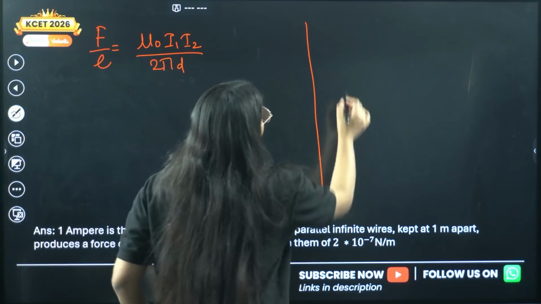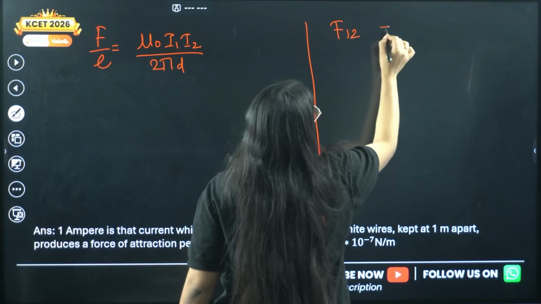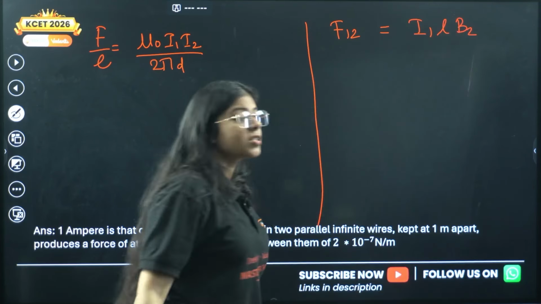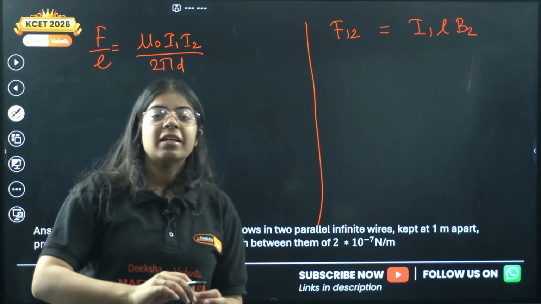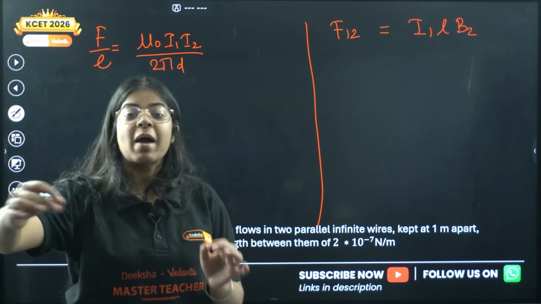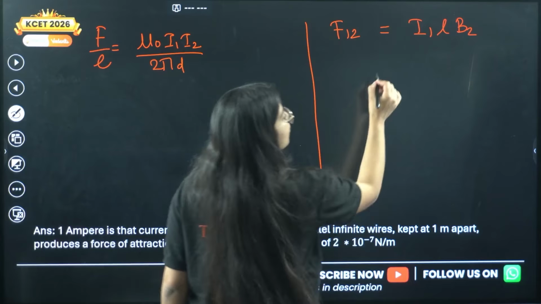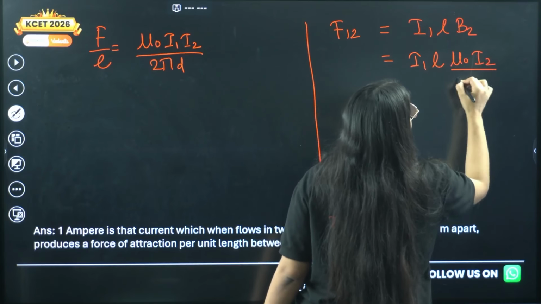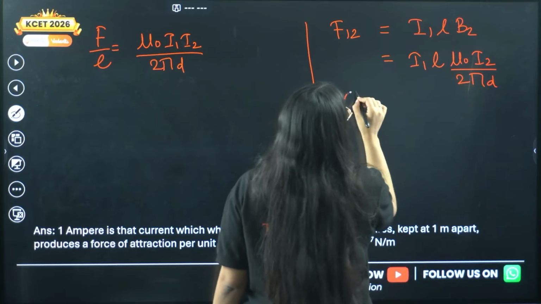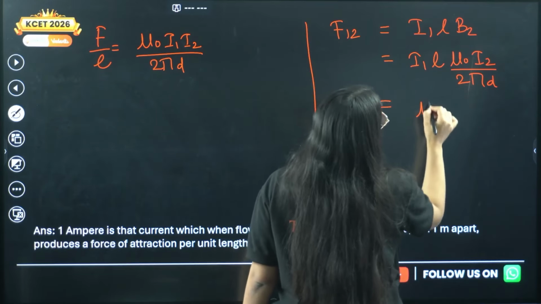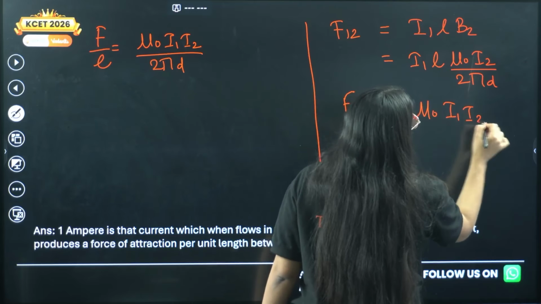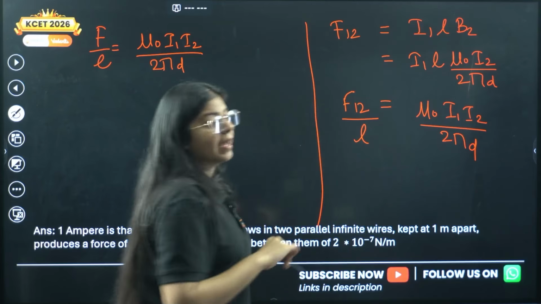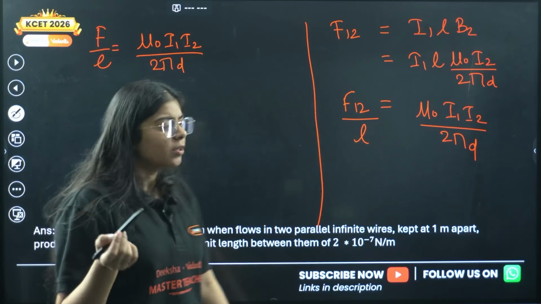Similarly, force on 1 due to 2 will be what? I1 L B2, because on first wire, the force is due to the magnetic field of second wire, correct? So this will be I1 L mu naught I2 divided by 2 pi d. So F12 will be mu naught I1 I2 divided by 2 pi d, and since we have to find F by L, this will be F by L. Correct? Understood? It was that easy.